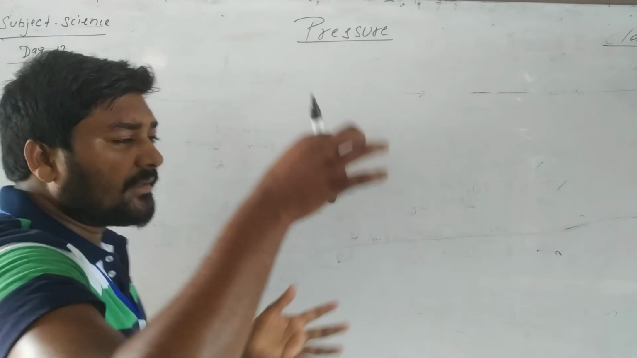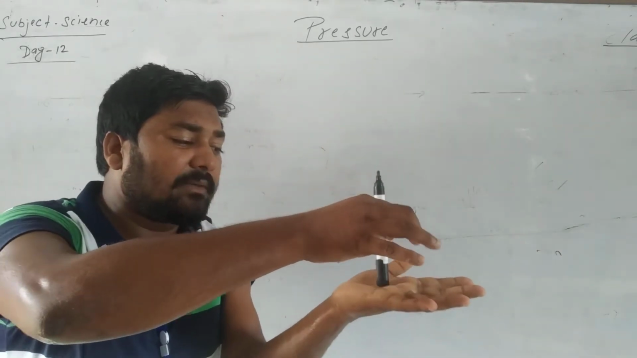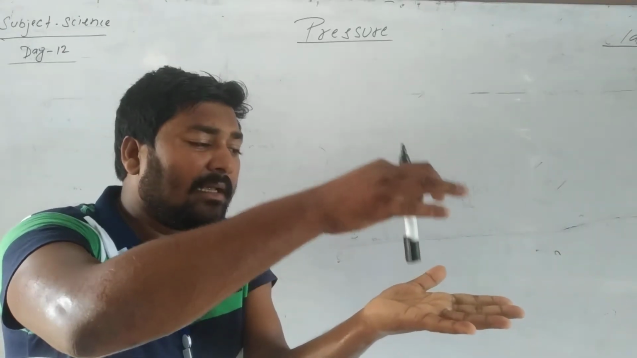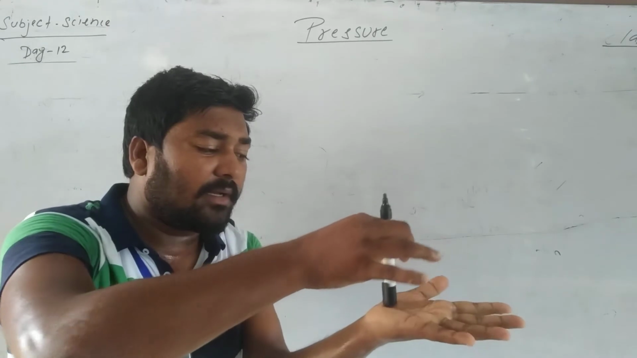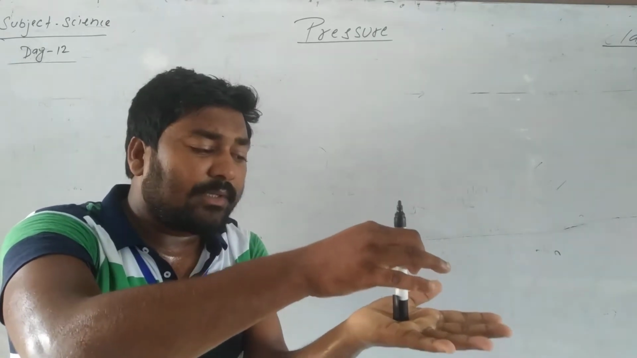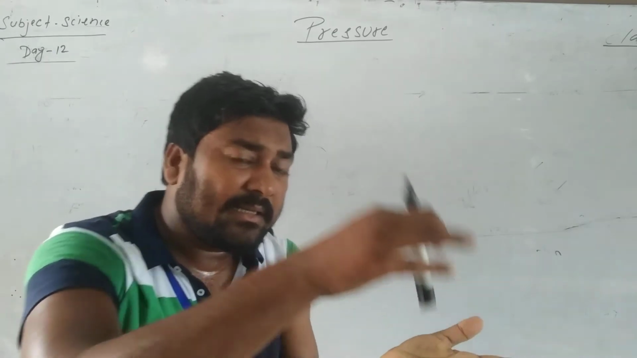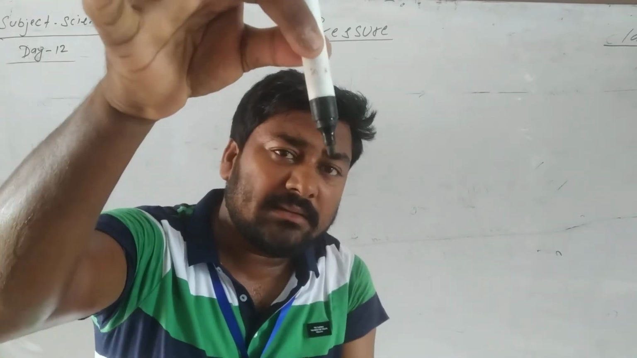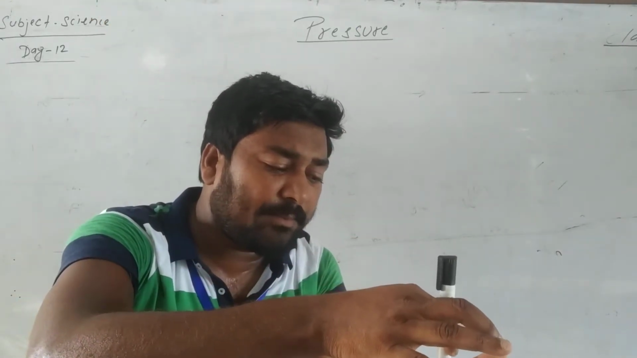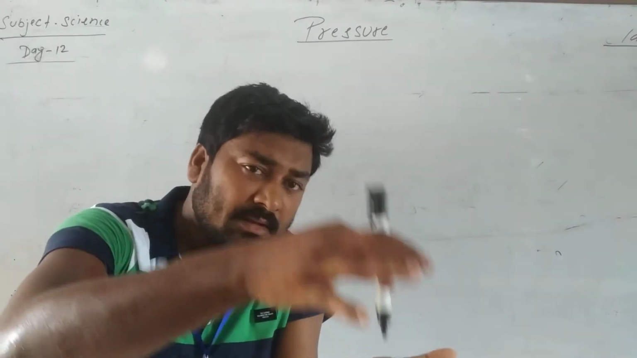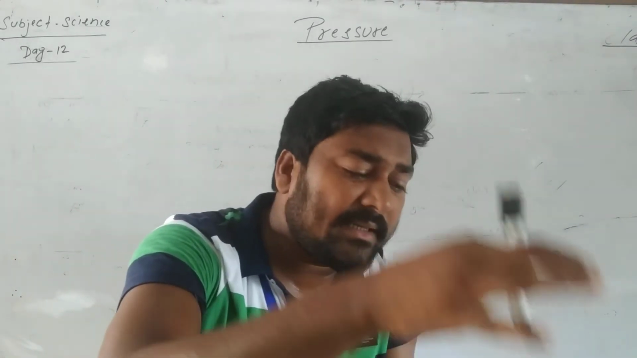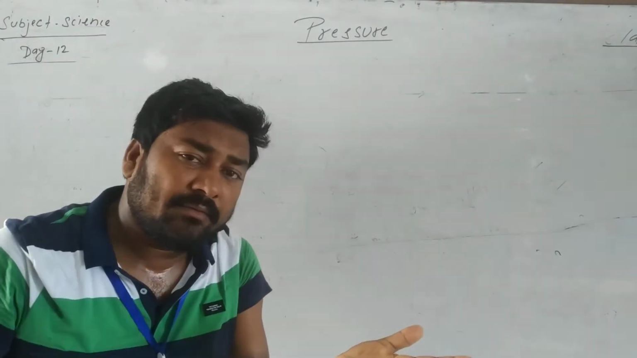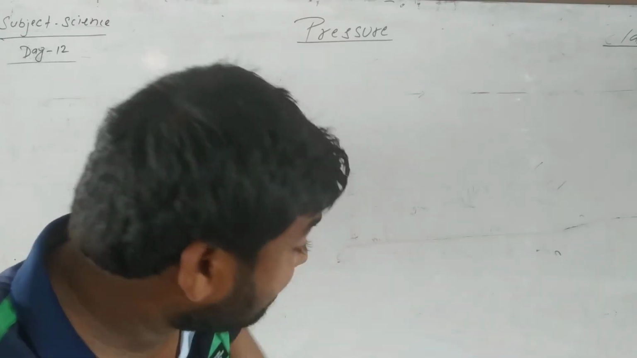If we apply the force here on the area of the palm with the blunt edge, it will give less pressure, or it will pain us less. But when we keep this sharp edge here and apply the force on the area of the palm, it produces more pressure. Understood?